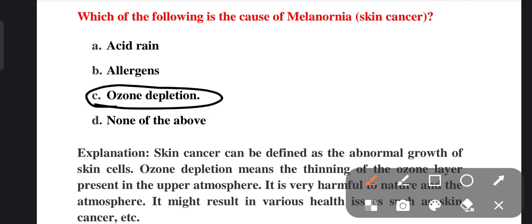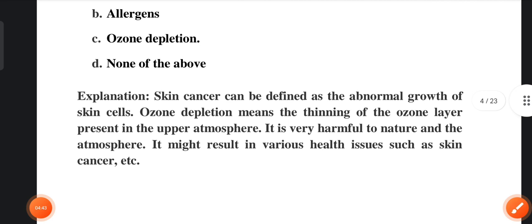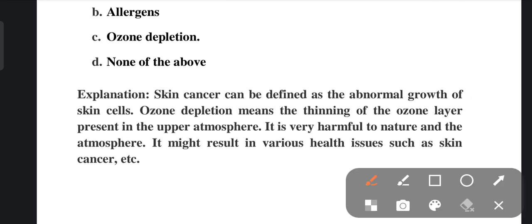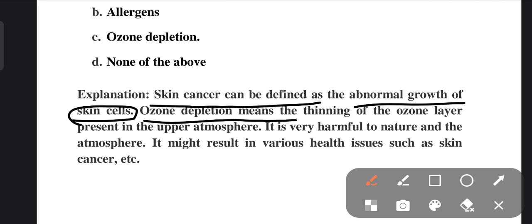So what is the meaning of ozone depletion? Skin cancer can be defined as the abnormal growth of skin cells. Okay, so cancer is nothing but abnormal multiplication of abnormal cells. Ozone depletion means the thinning of the ozone layer present in the upper atmosphere.